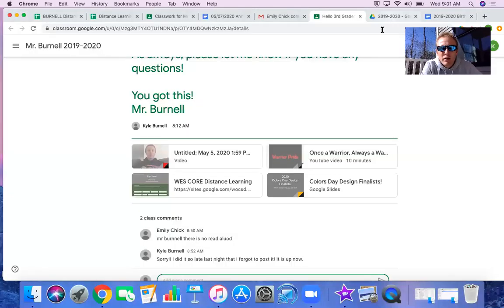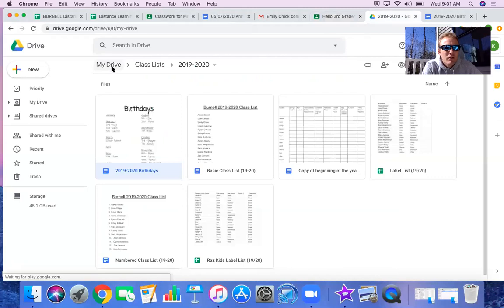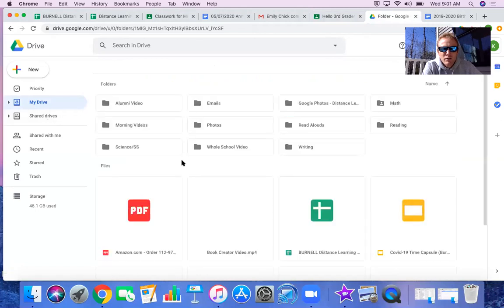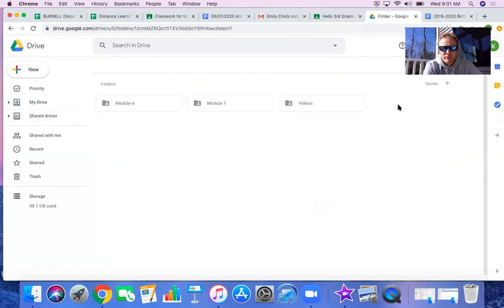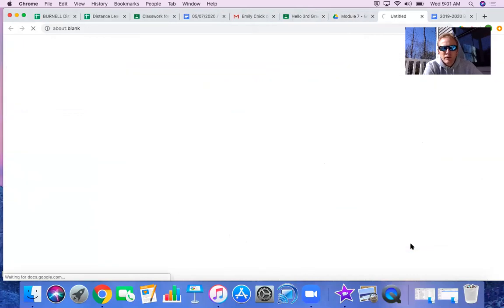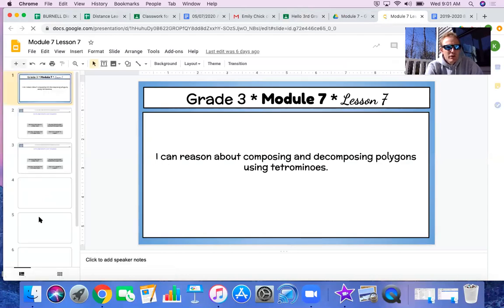And we are going to find our assignment for tomorrow. Sorry, I should have had this page open before I started my lesson. Here we go. So I can reason about composing and decomposing polygons using tetrominos. And what a tetromino is, you'll find on this last slide.